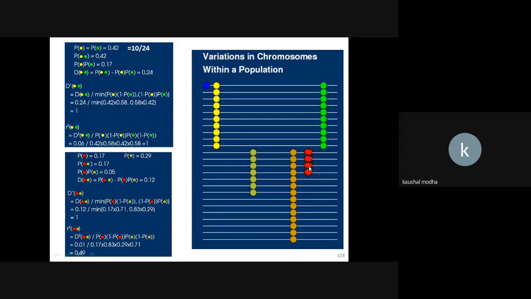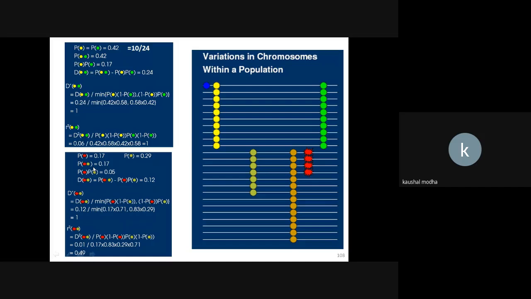So if frequency of this particular allele is 0.17, the frequency of its counter allele present here in this haplotype would be 1 minus 0.17, so it is 0.83. And the frequency of the counter allele for this pista allele would be 1 minus 0.29, that means 0.71, which is not shown here. Somewhere it is shown here. So I'm just giving you the idea.